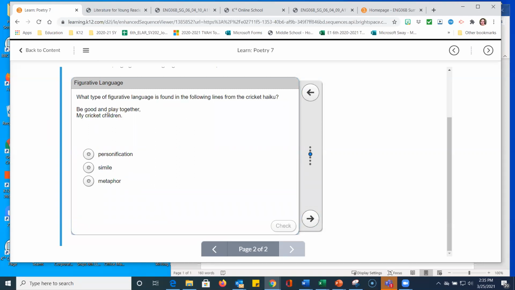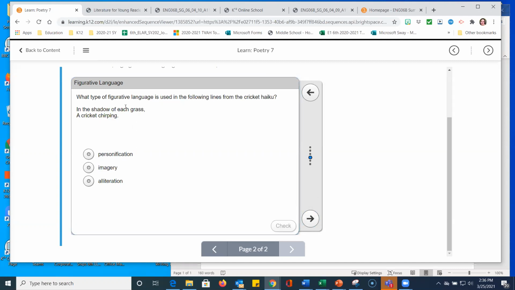Question 3. What type of figurative language is found in the following lines from the cricket haiku? Be good and play together, my cricket children. A, personification. B, simile. Or C, metaphor. Click on your answer, check it. Once you know the correct answer, copy and paste the question, correct answer, and explanation into your review document.